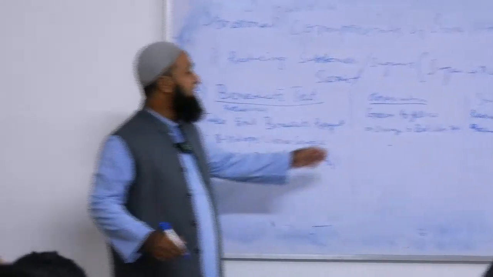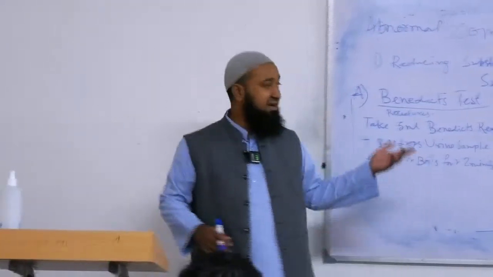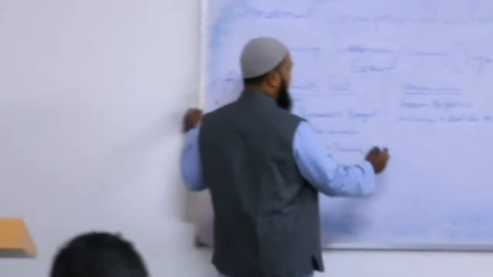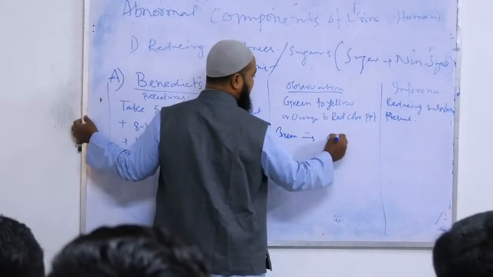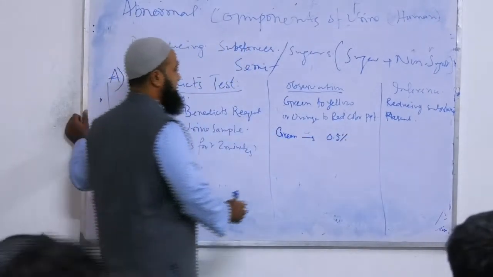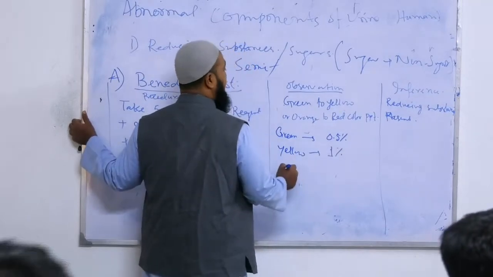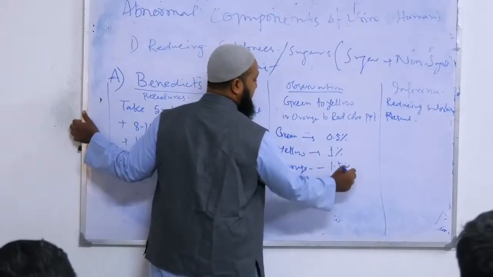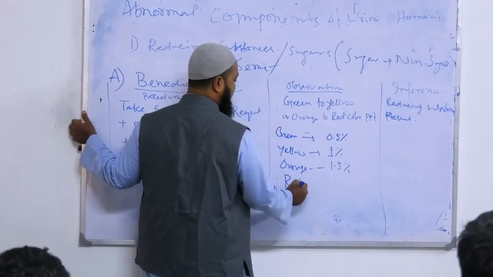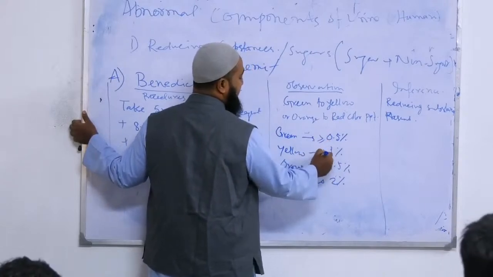The color production denotes the presence of reducing substance, and the color denotes a rough estimation of the amount. Green is 0.1% reducing substance, yellow 1%, orange 1.5%, red or brick red 2% or greater.